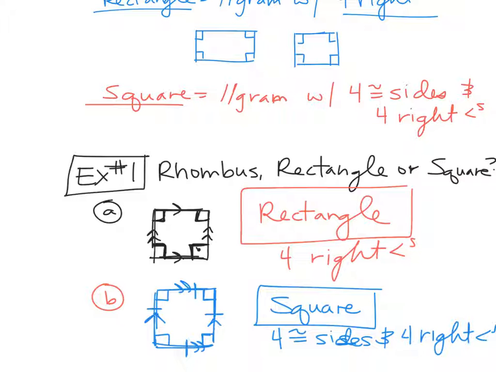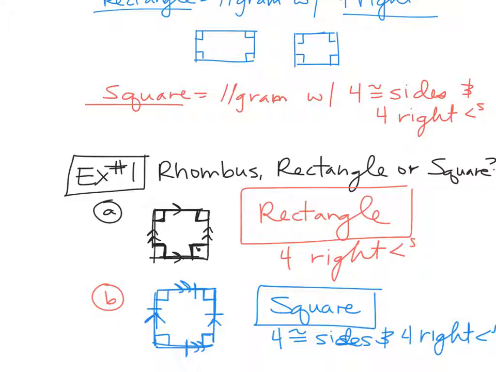All right, so just keep in mind that if something is a square, it's going to be a rhombus. If something is a square, it's going to be a rectangle. That doesn't mean if it's a rhombus that it has to be a square, right? A square has to be a rhombus. A rhombus does not have to be a square. Does that make sense? Okay.